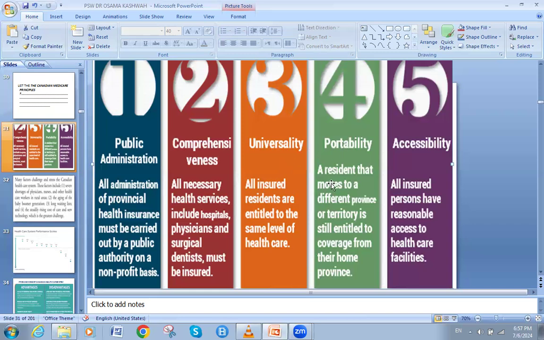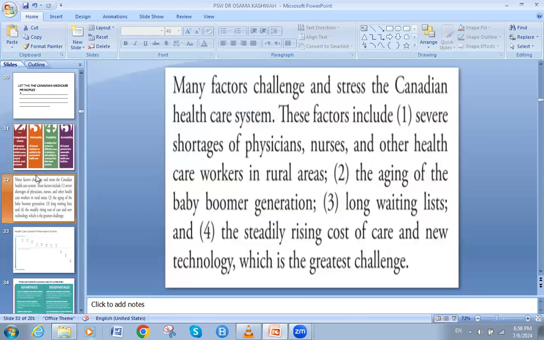Portability means that if you move from one province to another province, likewise in the other province, you will take the service as well. You will have the services. Accessibility: everybody who is entitled to the healthcare service can get this service. This is the meaning of accessibility. So these are the main things which we see here.